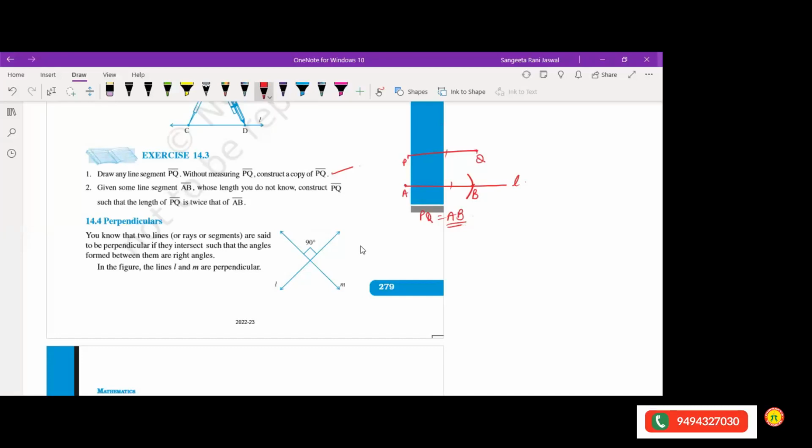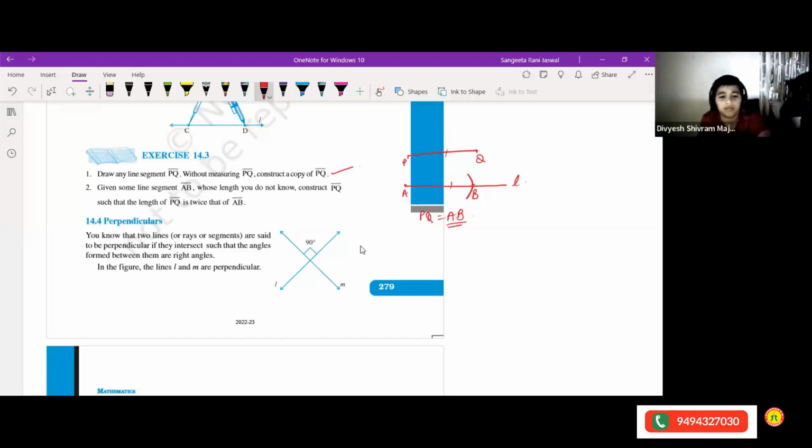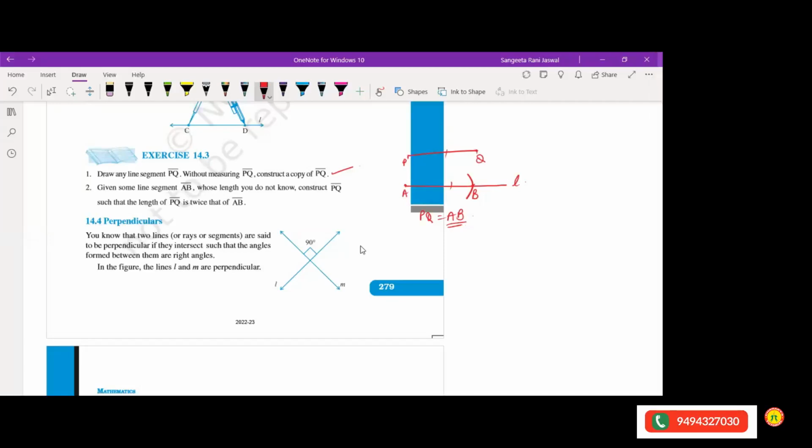Similarly, whatever I'm saying and explaining to you becomes the steps of construction. So my first step, what I said: make a line PQ, then make another line L, measure PQ and keep the pointer at A, mark an arc on line L, and hence you get another point B. And so we get PQ equals AB, which is a copy of PQ. So that makes your steps of construction.